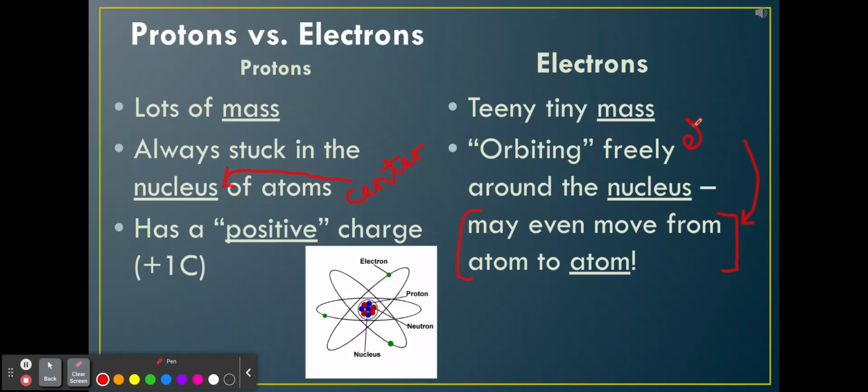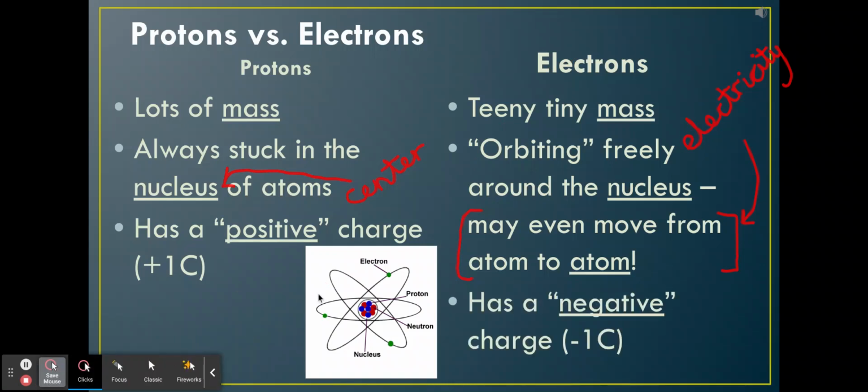This is electricity. It's no coincidence that the word electron and electricity start with the same letters. And electrons have a negative charge. So they have -1 coulomb of charge. Notice that protons and electrons have equal and opposite amounts of charge.